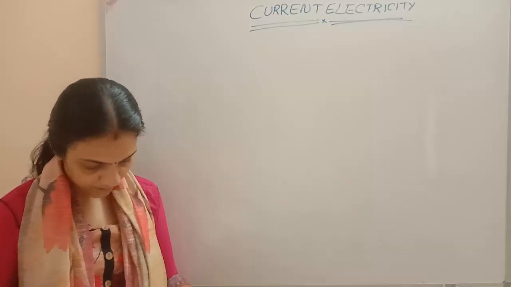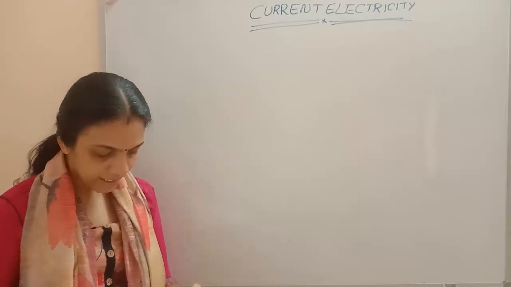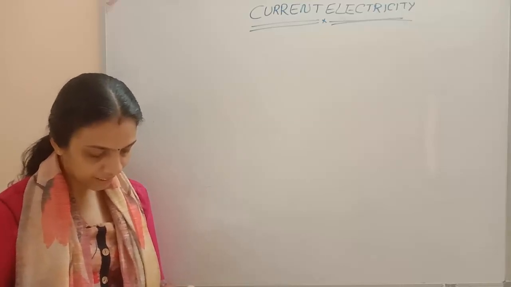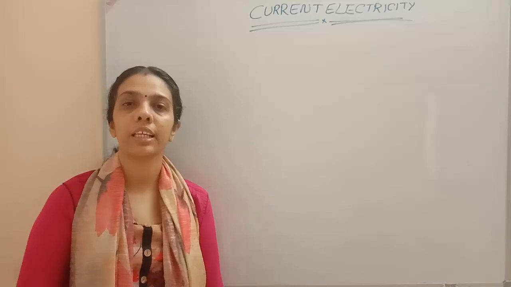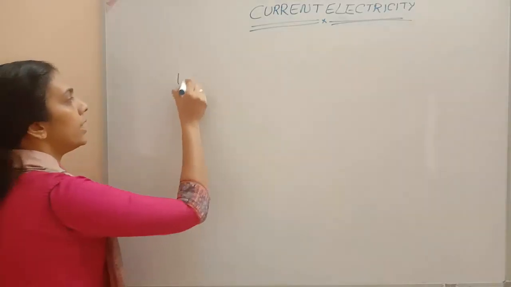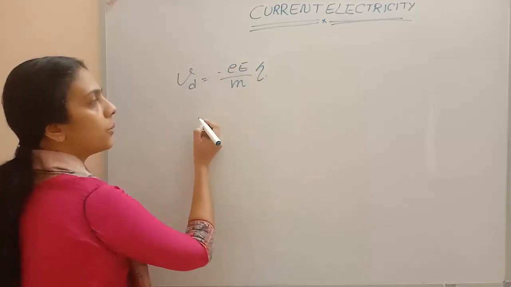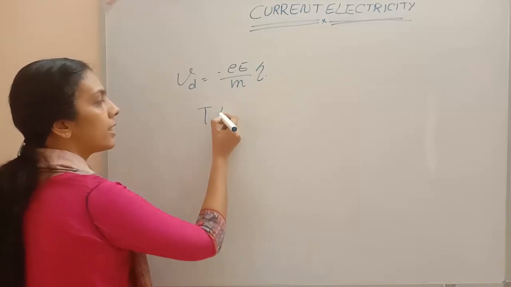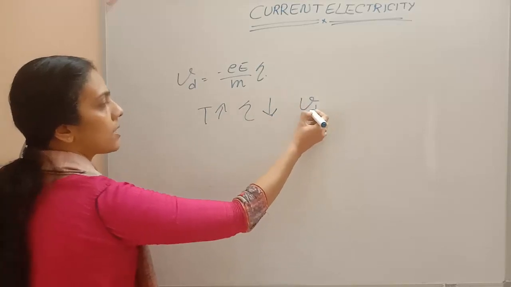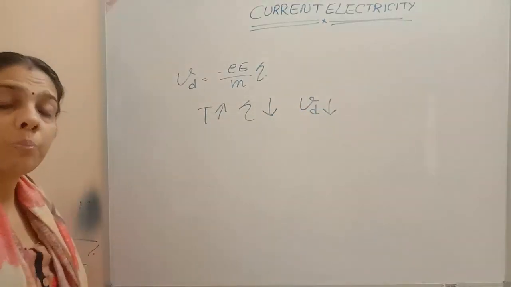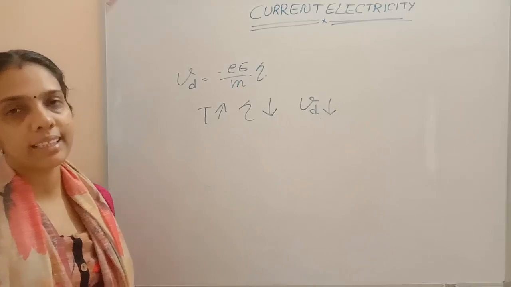Okay, so the next one is, how does the drift velocity of the electrons in a metal conductor vary with increase in temperature? Drift velocity, how does the drift velocity vary with increase in temperature? Vd equals minus eEτ by m. So as temperature increases, what will happen? Relaxation time decreases. If relaxation time decreases, drift velocity also decreases. Okay, so as temperature increases, drift velocity decreases.